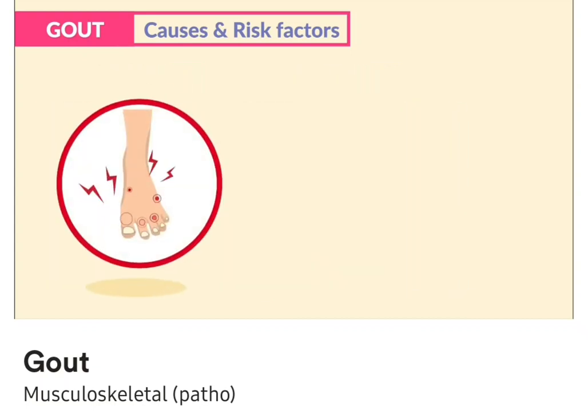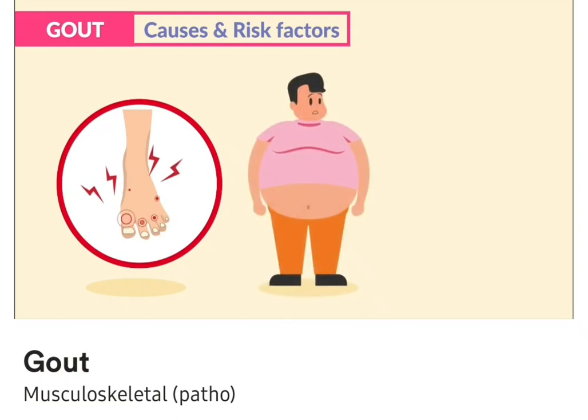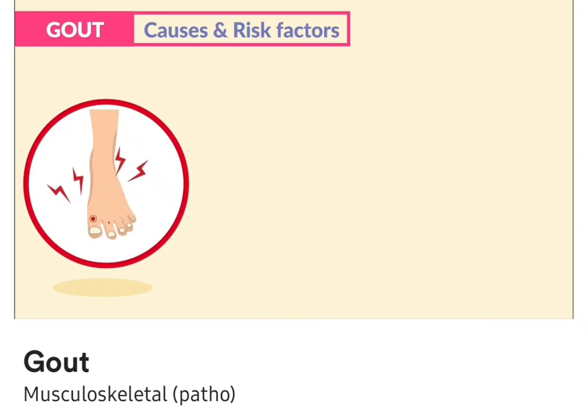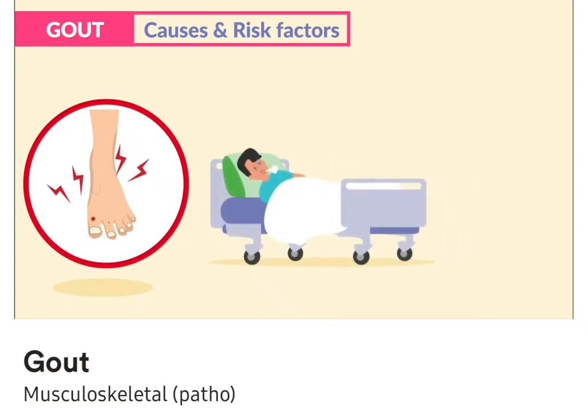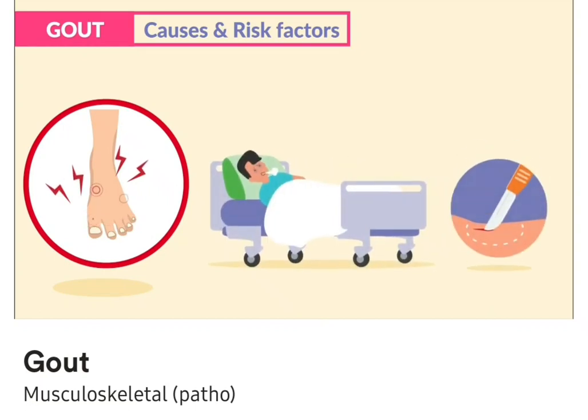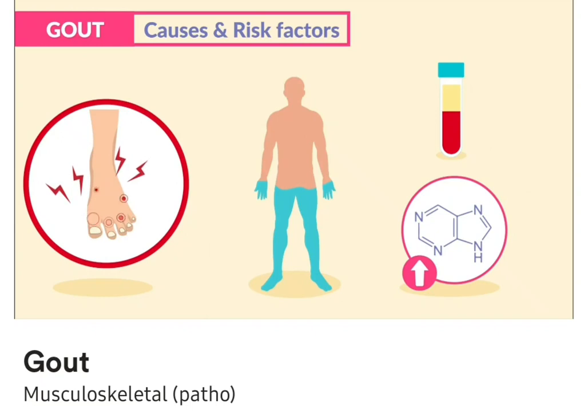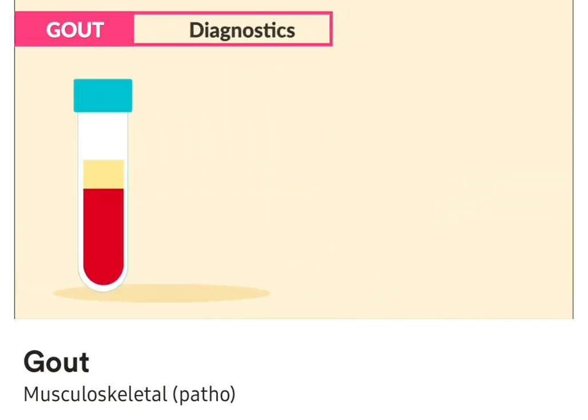Now, other causes that can trigger a gout flare-up include being overweight, being diabetic, as well as physical stress, such as hospitalization, illness, or surgery, and even dehydration, as the blood becomes more concentrated and purines build up inside the body. Now, for diagnostics, labs are critical.